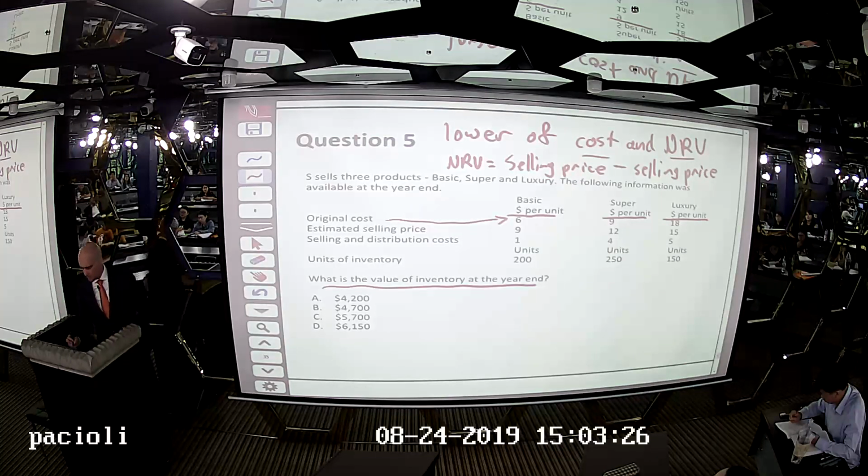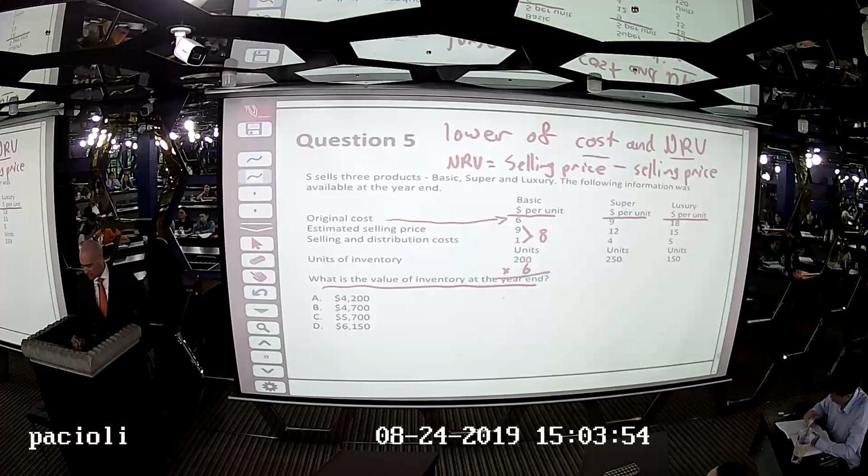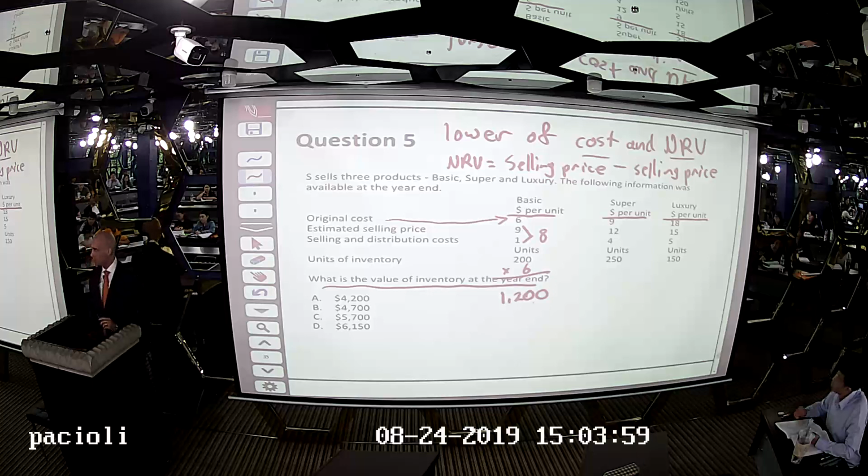So for example, for the basic here, the selling price is 9, selling cost is 1, so the net realizable value is 8. And what is smaller, cost or net realizable value? Cost is 6, net realizable value is 8. Which one is smaller? Cost is smaller. So we take 200 units times 6. So for this inventory, the value is 1,200.